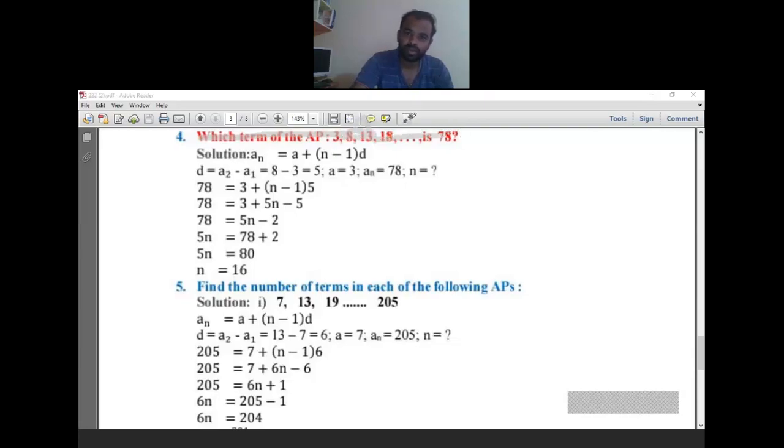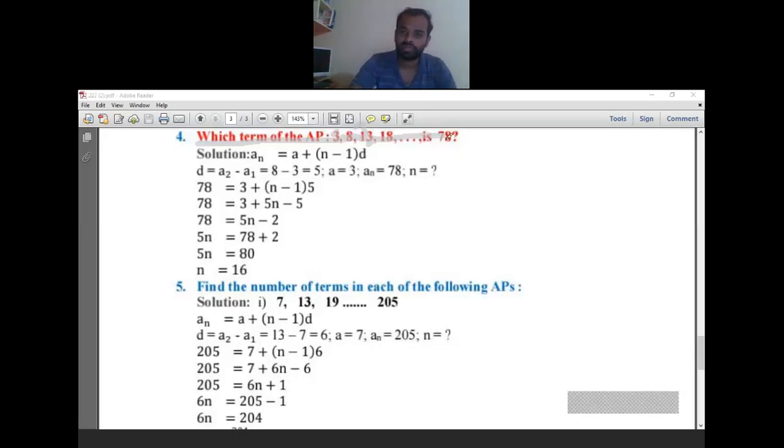They have given it. Here, what you have to do? Solution. An is equal to a plus n minus 1 into d is the formula. So first, what you have to write? A is equal to what? They have given it as 3. The first term is 3, so a is equal to 3. And the difference between these two numbers is 8 minus 3, 5. So d is equal to 5.